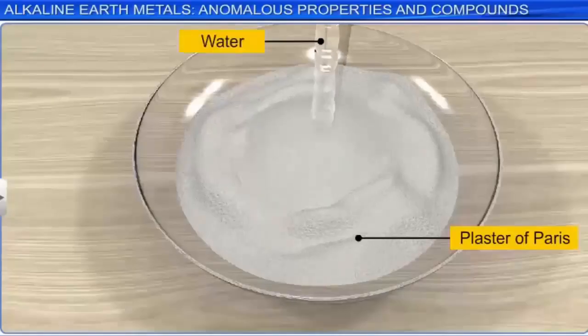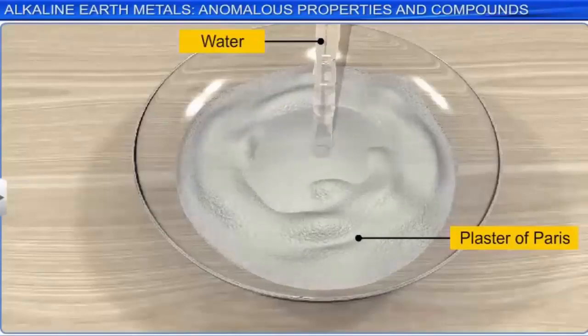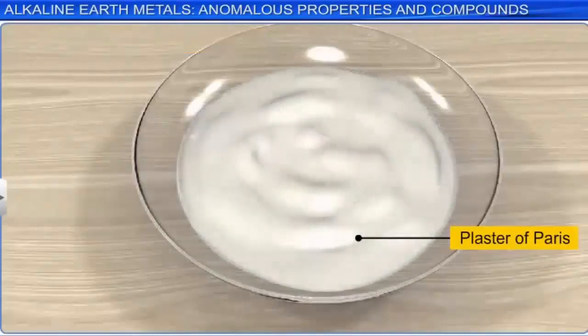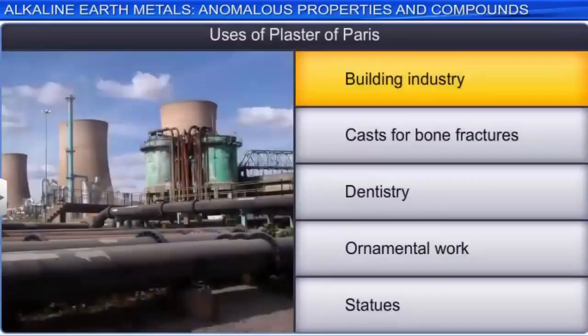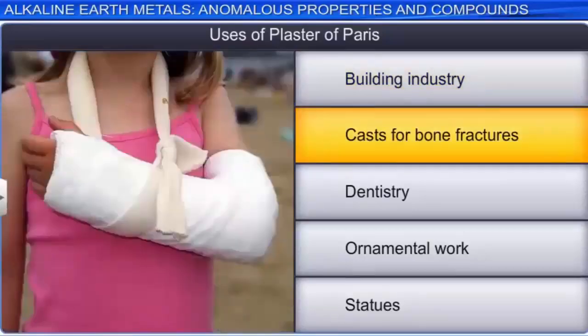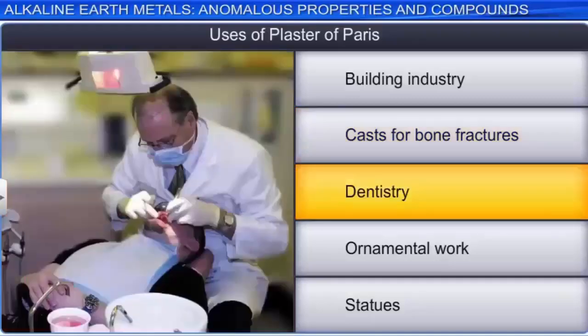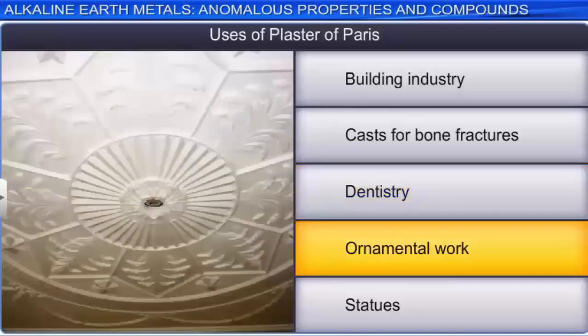When water is added to plaster of Paris, it forms a plastic, malleable mass that hardens in 5 to 15 minutes. Plaster of Paris is used in the building industry. In medicine, it is also used to prepare casts to set bone fractures. It has applications in dentistry too. Besides, plaster of Paris is used for ornamental work, such as the ceiling medallion shown here, as well as statues.